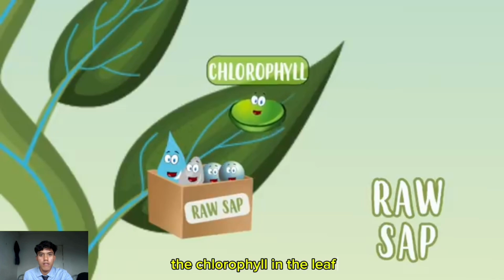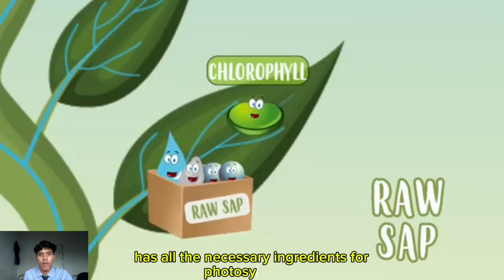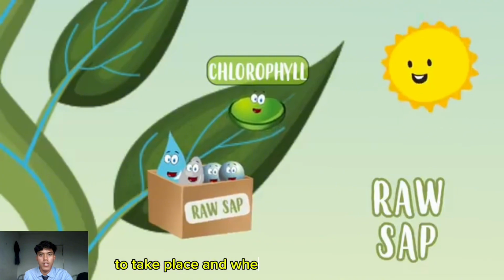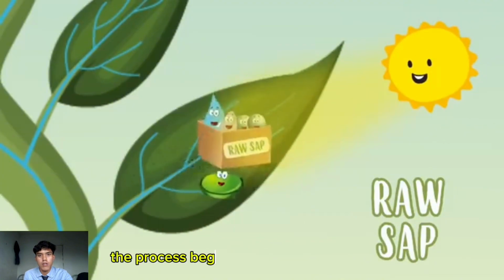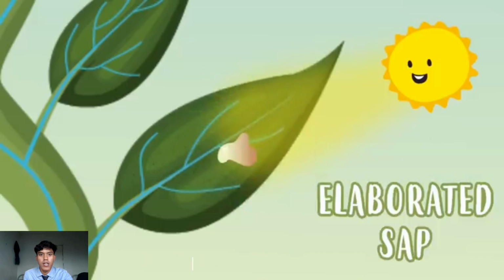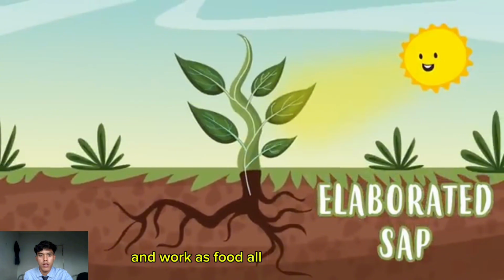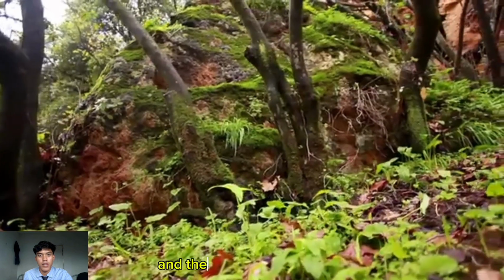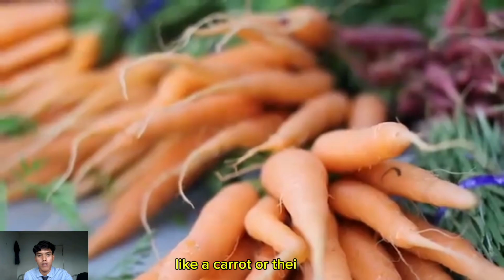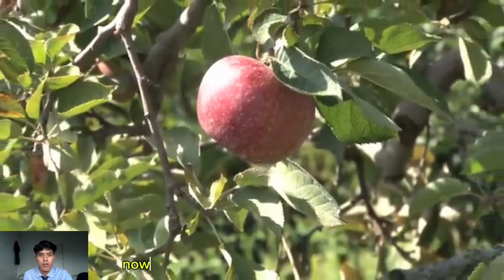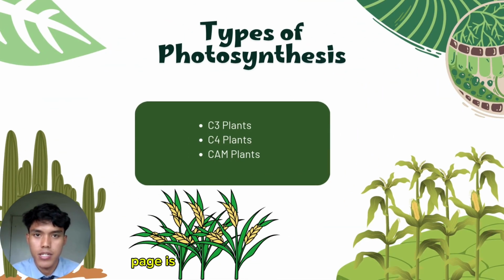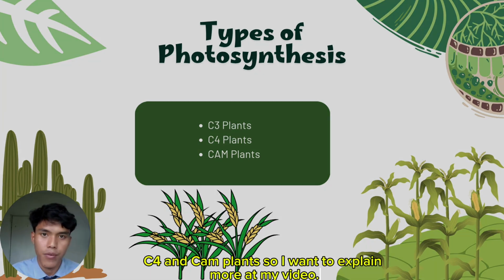The chlorophyll in the leaf has all the necessary ingredients for photosynthesis to take place, and when it receives sunlight, the process begins by transforming the raw sap into elaborated sap, which also circulates around the plant and works as food. All plants feed from elaborated sap and they store it in their roots, like a carrot, or in their fruit, like an apple or berry. Now we know how photosynthesis takes place. We go to the next page, which is types of photosynthesis, that have C3, C4 and CAM plants. So I want to explain more in my video.